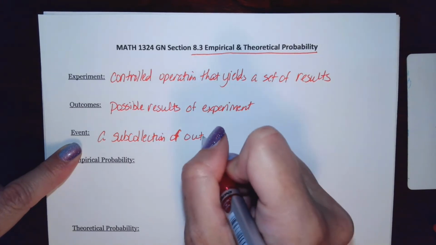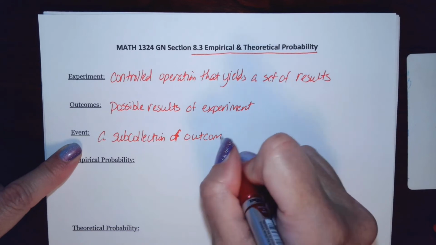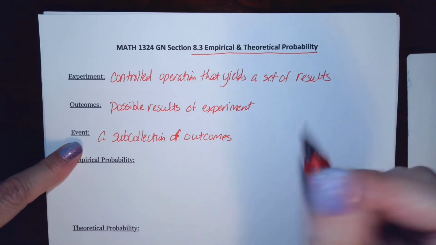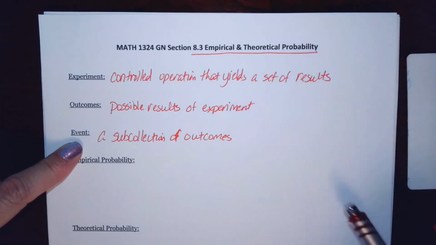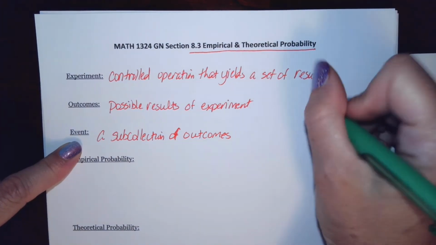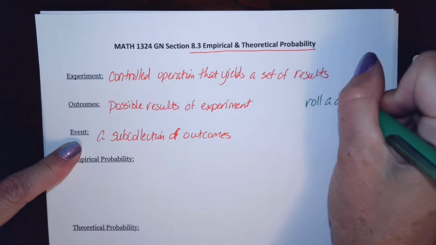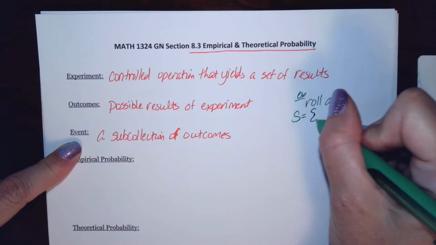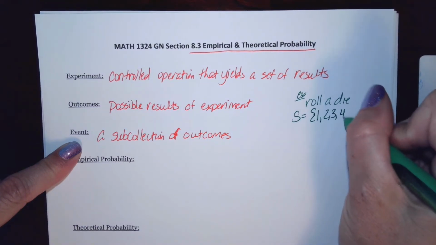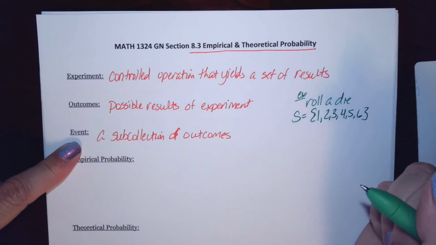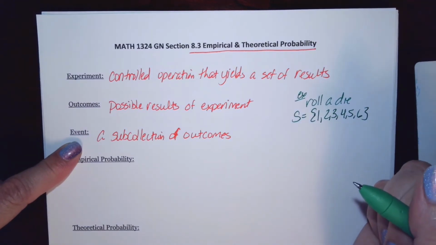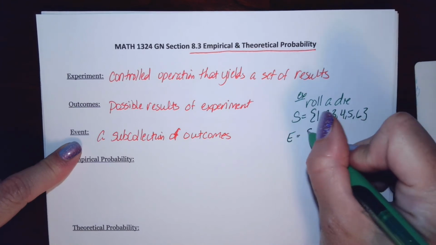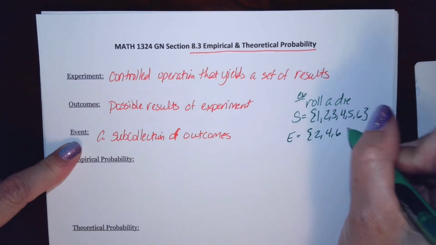For example, let's go ahead and talk about rolling a die. Let's say I roll a single die. My set of outcomes would be my sample space. I can roll a 1, 2, 3, 4, 5, 6. If I'm interested maybe in the event of rolling an even number, if E is my set of even numbers, then that would be the outcomes just 2, 4, and 6.